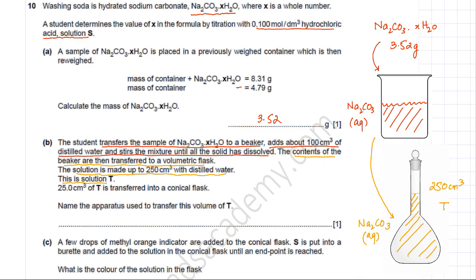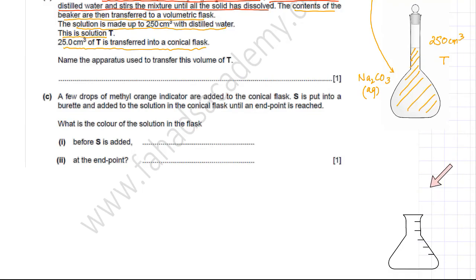In the next part, the last part states that the 25 cm cube of T is then transferred to a conical flask. So we would now transfer 25 cm cube of T into a conical flask. Over here is the conical flask that I've drawn, and 25 cm cube of T is transferred to it. This T over here, this 250 cm cube solution, now we're going to take only 25 centimeter cube of T, and it is transferred to this conical flask.